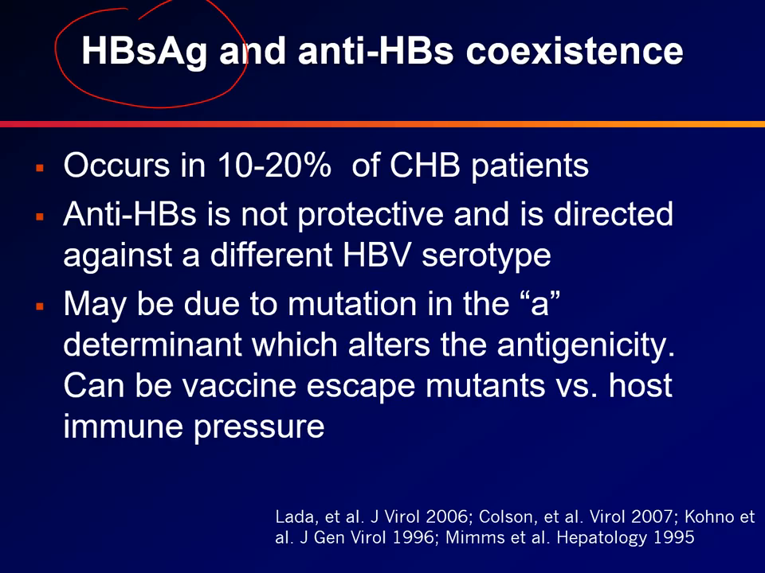So sometimes you can have vaccine escape mutants or host immune pressure, especially in post-transplantation patients, where the virus, because of the immune pressure, develops mutations so that they do not produce the S antigen, but they are still positive for hepatitis B. Okay.